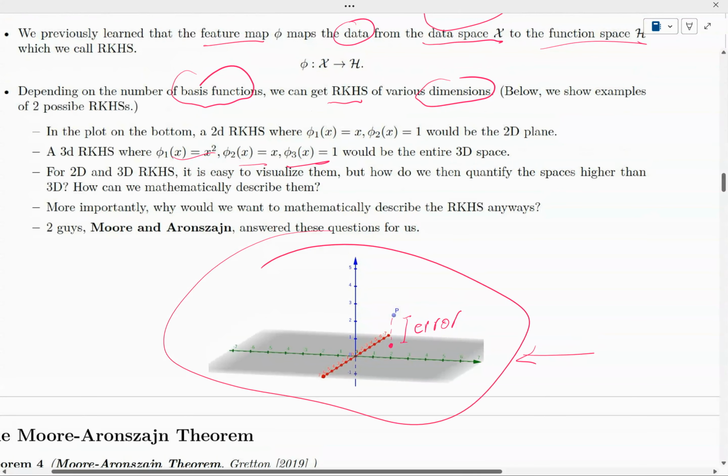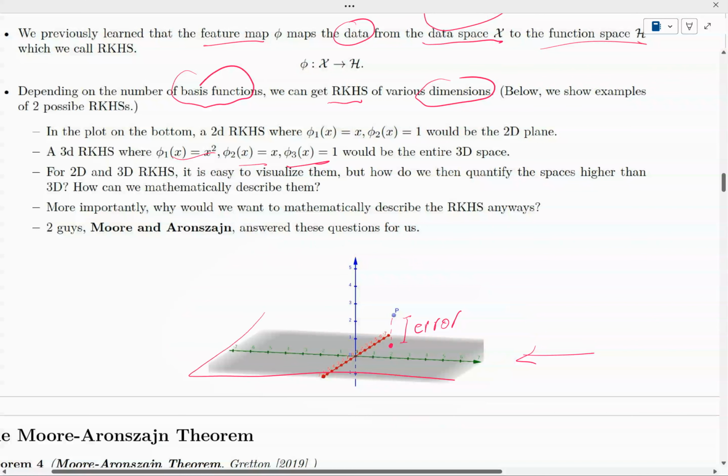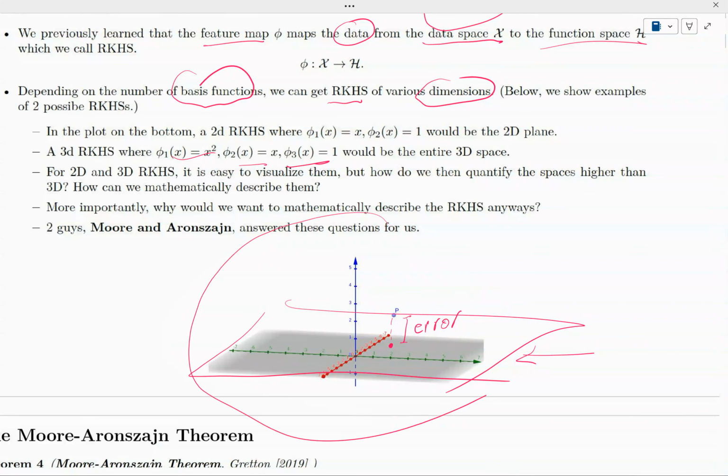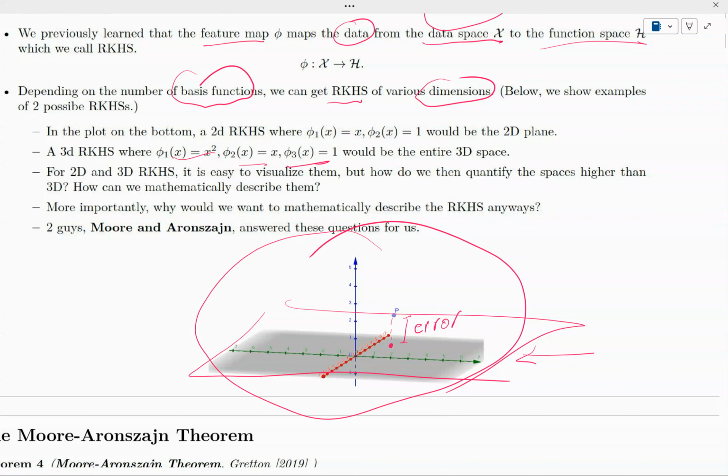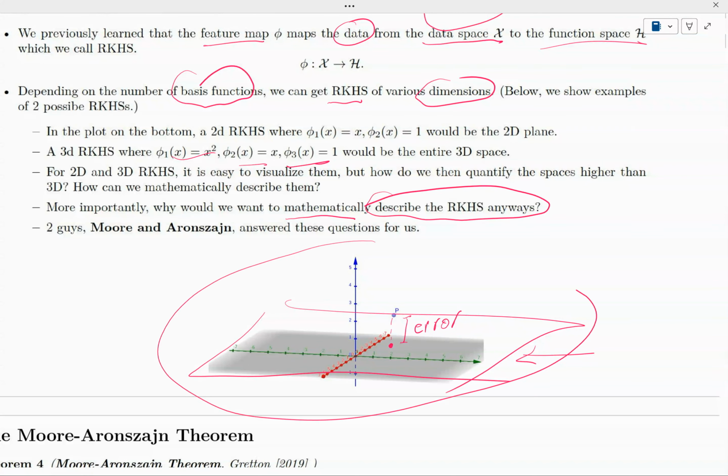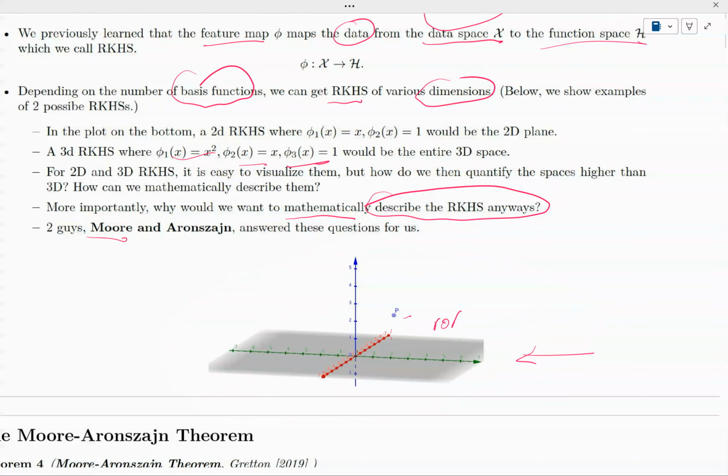So in 2D and 3D, obviously we can visualize them. We can visualize a 2D plane, and we can visualize the 3D space. However, it's much, much harder to identify and quantify this function space once it gets to higher dimensions, 4, 5, 6. So if we can't visualize them, how do we use mathematics to help us conceptualize this space? There are two guys, Moore and Aronszajn, who answer this question for us.